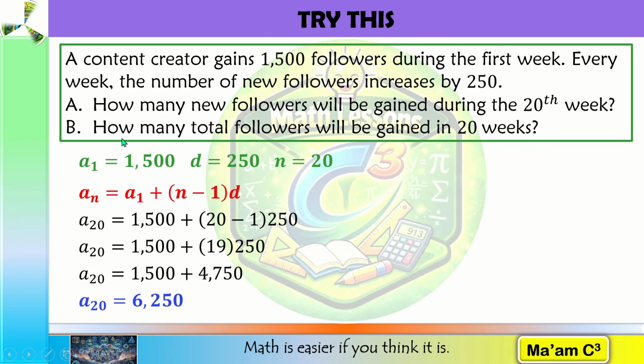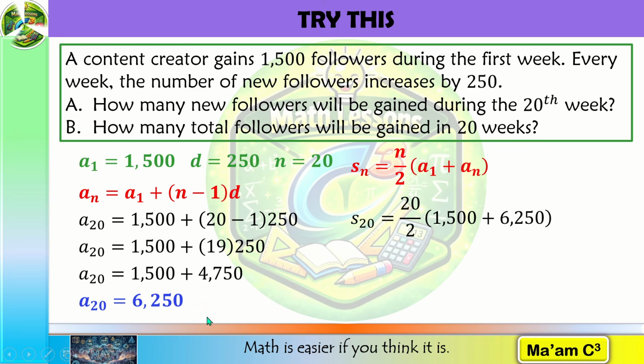Next, letter B. How many total followers will be gained in 20 weeks? So we're looking for the sum here. Since we already know the first term and the last term, then we are going to use the first formula for arithmetic series. S sub n would be S sub 20. Our n is 20. A sub 1 is 1,500. A sub n is 6,250. 20 divided by 2 is 10.